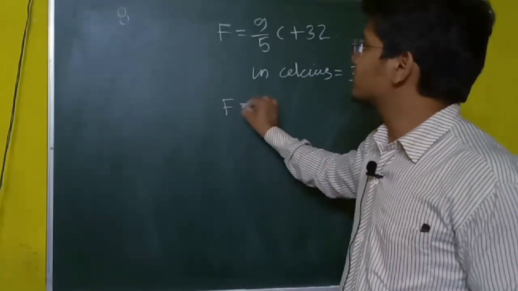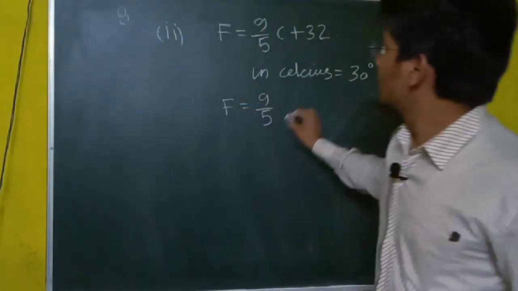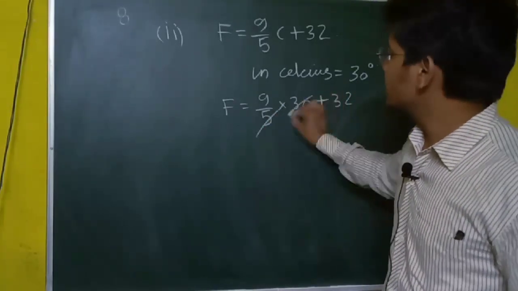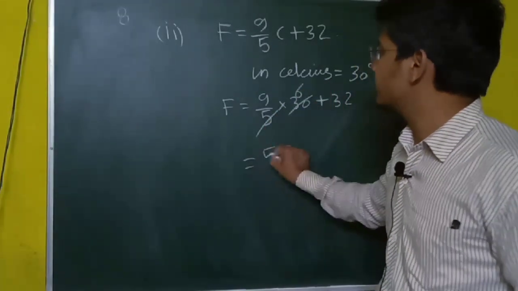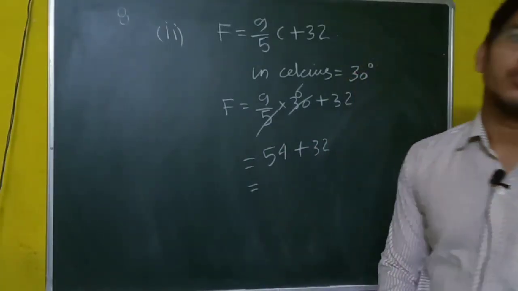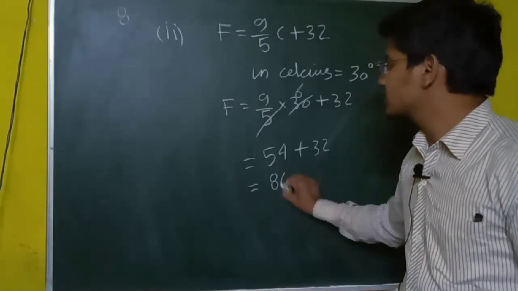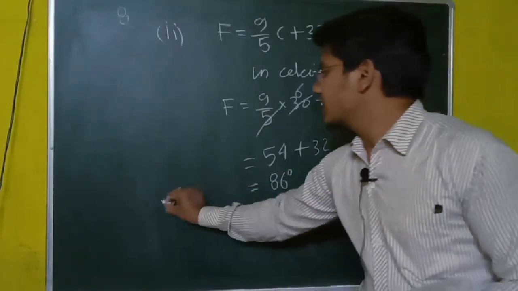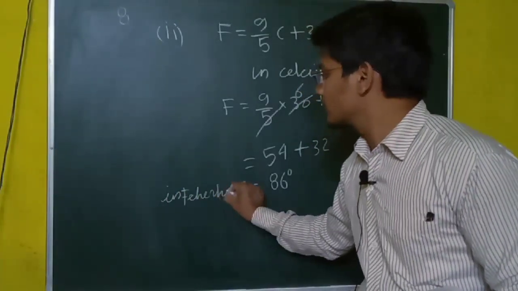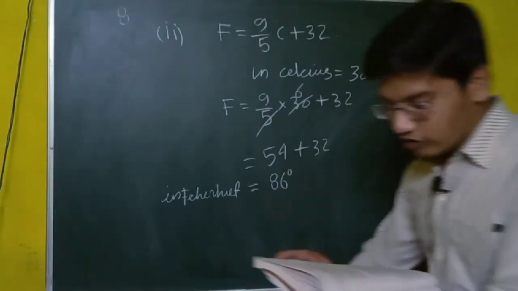So F equals 9 upon 5 into 30 plus 32. 5 ones are 5, 5 sixes are 30, 6 nines are 54, plus 32. 54 plus 32, the total will be 86. So the temperature in Fahrenheit is 86 degrees.